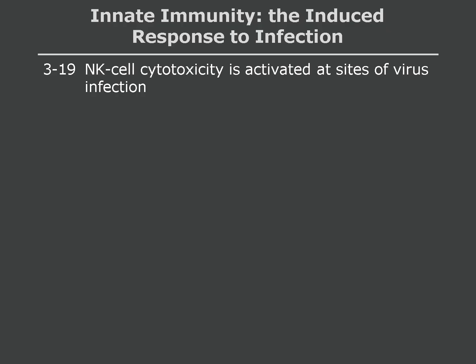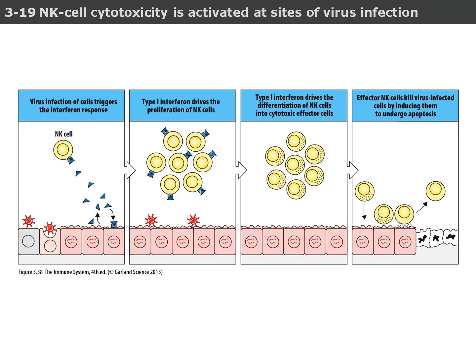NK cell cytotoxicity is activated at sites of virus infection. This figure illustrates the sequential process by which natural killer cells are activated to eliminate virus-infected cells at the site of infection. Initially, viral infection of tissue cells triggers the production of type I interferons, a family of signaling proteins that serve as early warning molecules. These interferons act on nearby natural killer cells, promoting their rapid proliferation.